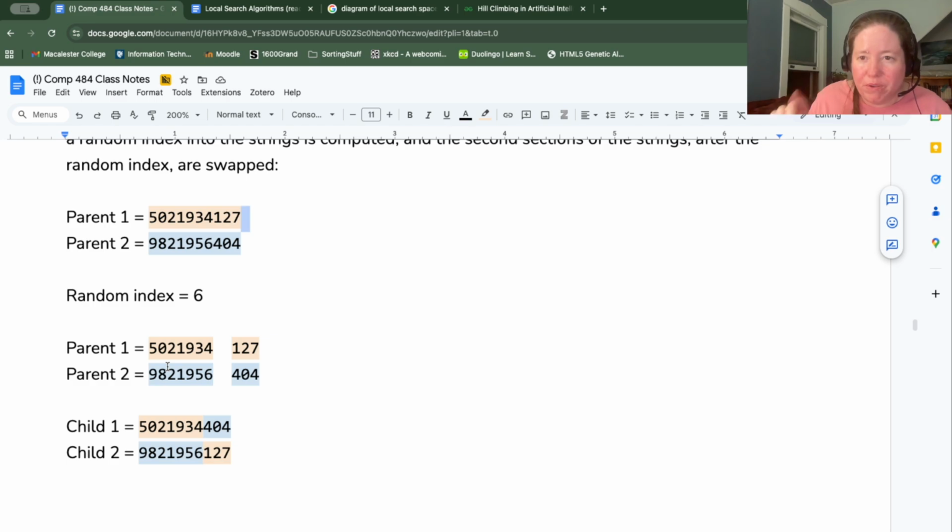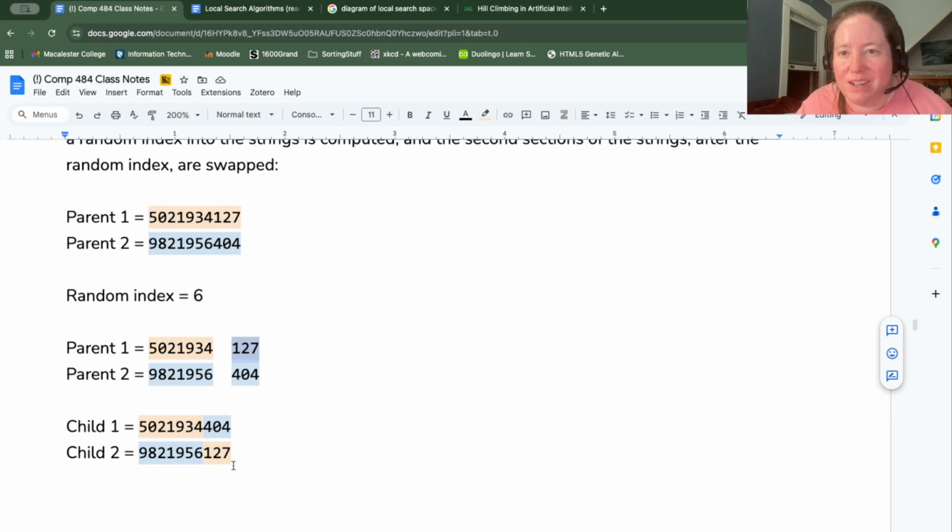Then we flip them. So we can take these last sections and just swap which one belongs to which individual. And so now child 1 has the beginning of parent 1's string and the end of parent 2's string. And child 2 is the opposite. It has the beginning of parent 2's and the end of parent 1's. So this is an easy method. It's just a little bit of string or array manipulation, and we can generate new strings.